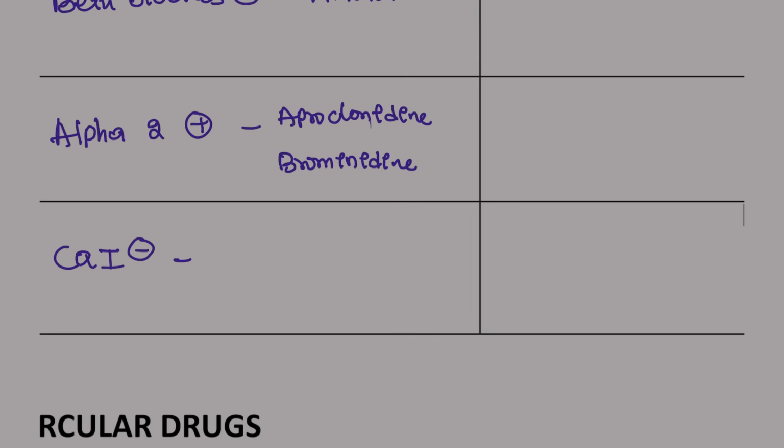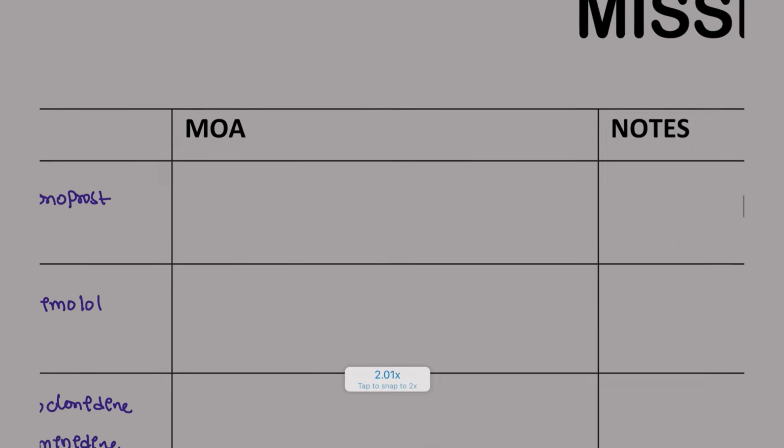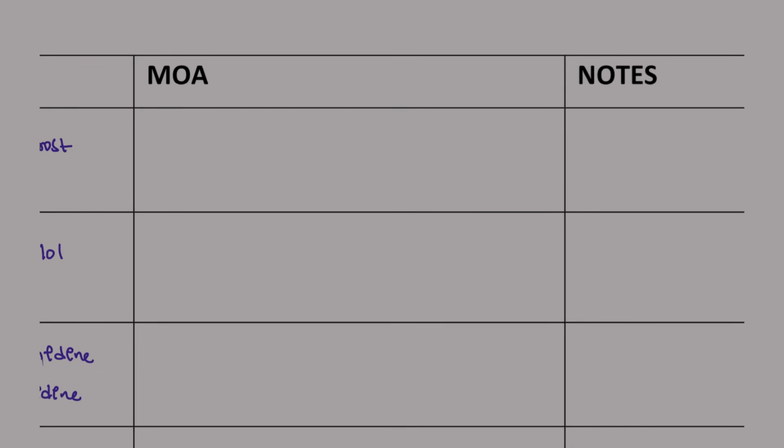And for carbonic anhydrase inhibitors, the only drug that is available is acetazolamide. We can also give netarsudil, another combination. This is the rho kinase inhibitor, that is the netarsudil drug. Let's see one by one what is the mechanism and what are the side effects.